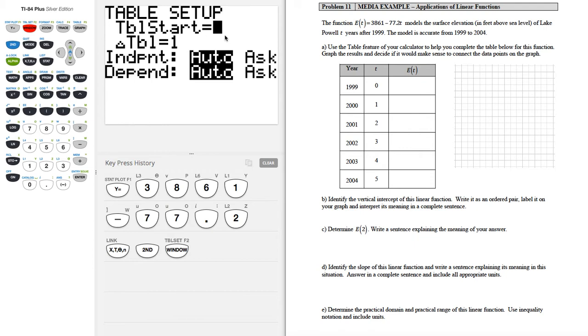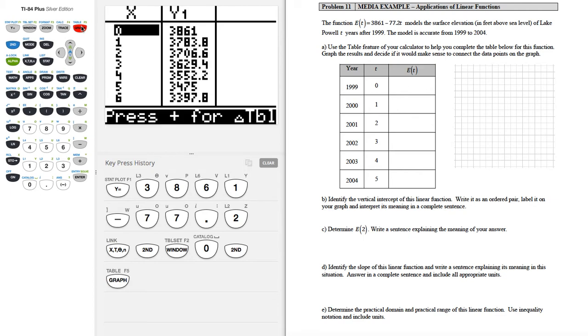We have a table start. Mine is at 4. Yours might be different. I'm going to change that to 0. My table is changing in increments of 1, and my independent and dependent are both set to auto. So that's what I want. Then I'm going to press second and then table to give me my table results. So at 0, I have 3,861. So I'm just going to write each of these into the table. You might want to pause the video and do that, and then come back and double check.